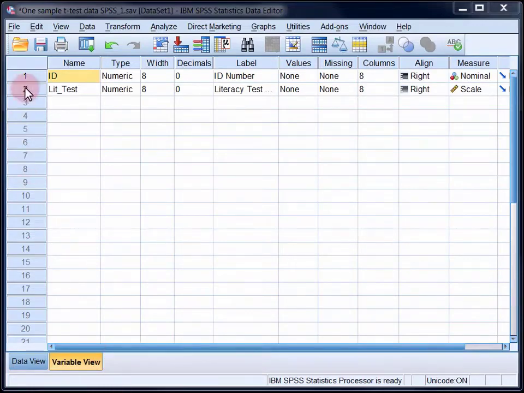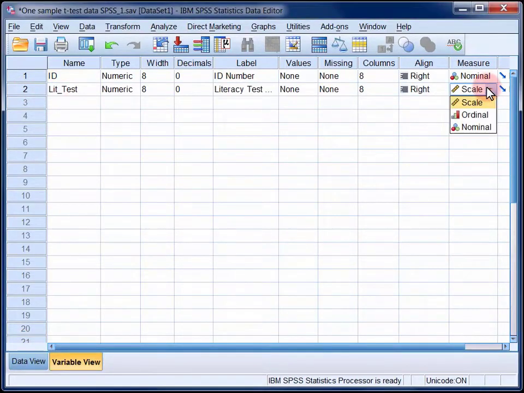In the data file, there are 2 variables. The first is used to identify each student, whereas the second records their scores on the literacy test. The literacy test scores variable is a ratio variable, and consequently the measure type is set to scale in SPSS.